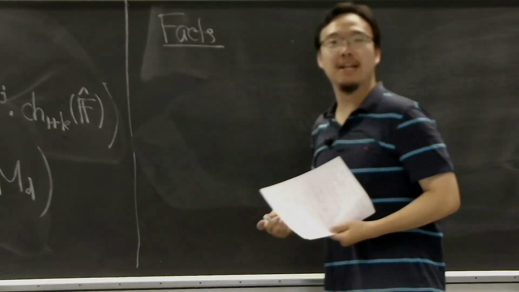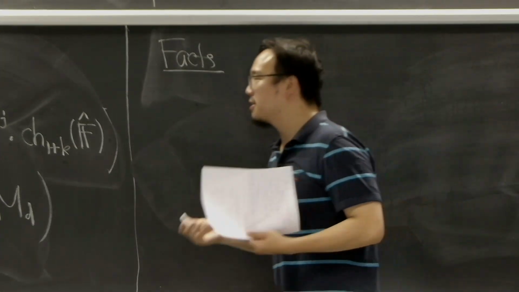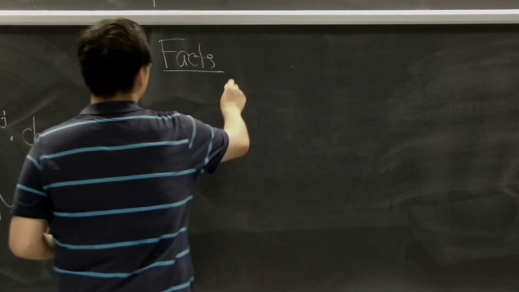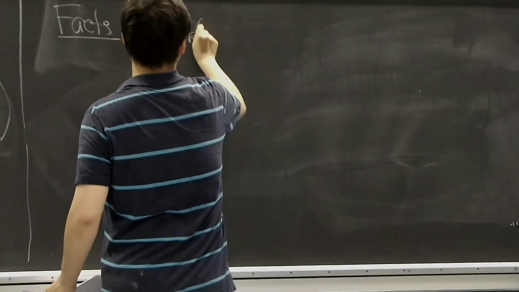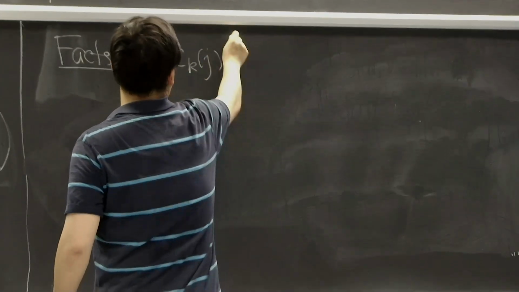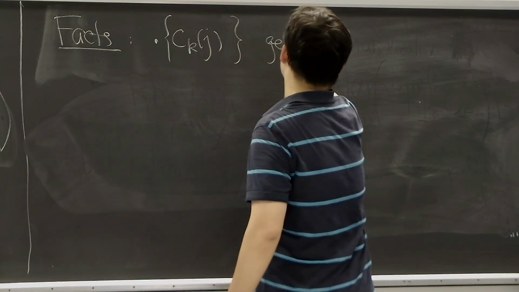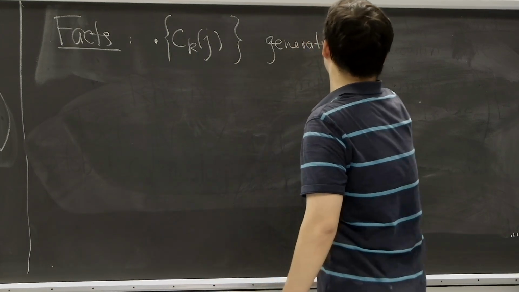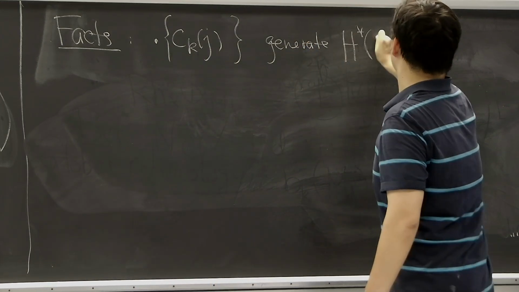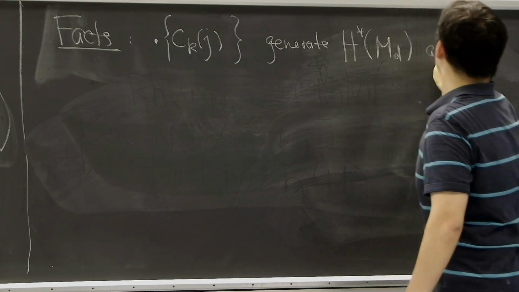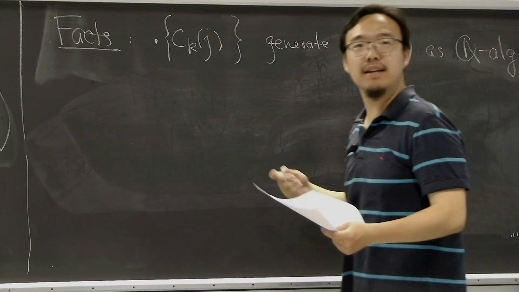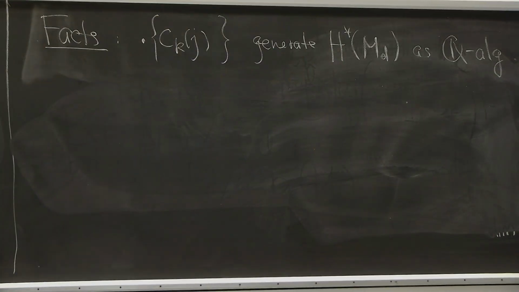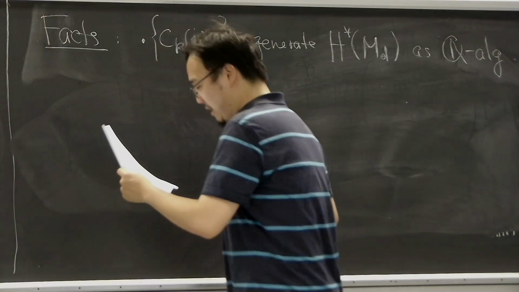These facts actually rely on M_D being a moduli space over del Pezzo surfaces. So the first is that the c_{K,J}, if you consider all of them, generate the total cohomology as a Q-algebra, as a ring. Meaning that you take these classes and take all the possible products, and they give you everything.